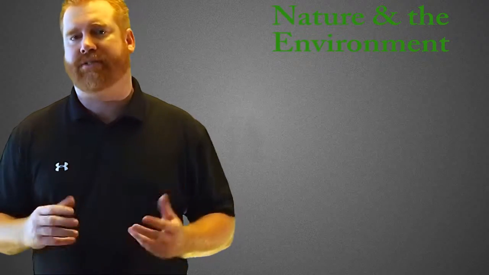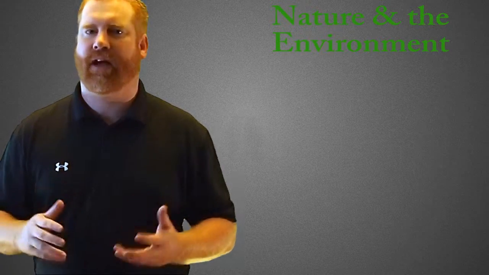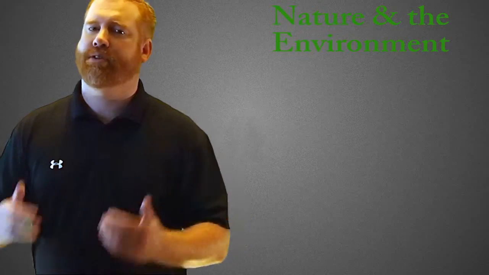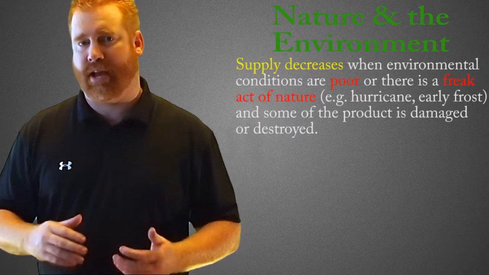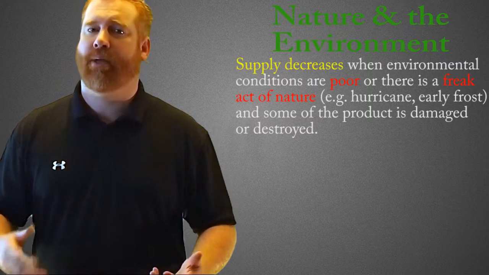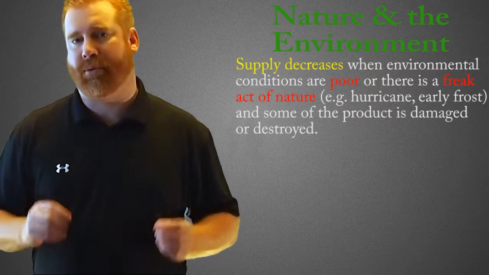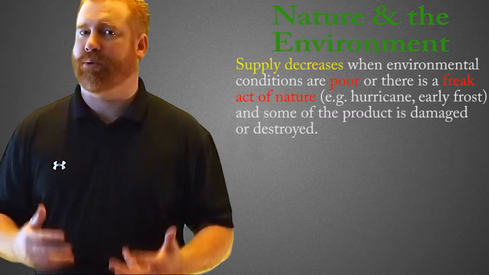The last factor that will change the supply of a product is nature and the environment. And this goes back to our original example of the apples. So why did they go up in price? Perhaps there was a frost that destroyed most of the apple crop, or a parasite or something like that that wiped out the apples. It caused the supply of apples to decrease. And because there were fewer apples, people had to pay more to get the few apples that were out there. And that was a decrease in supply.